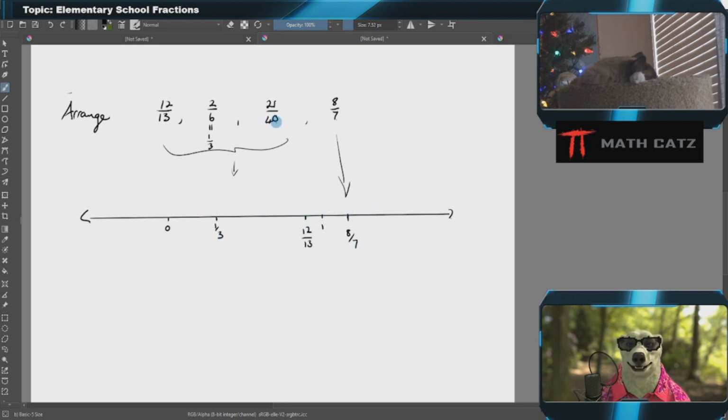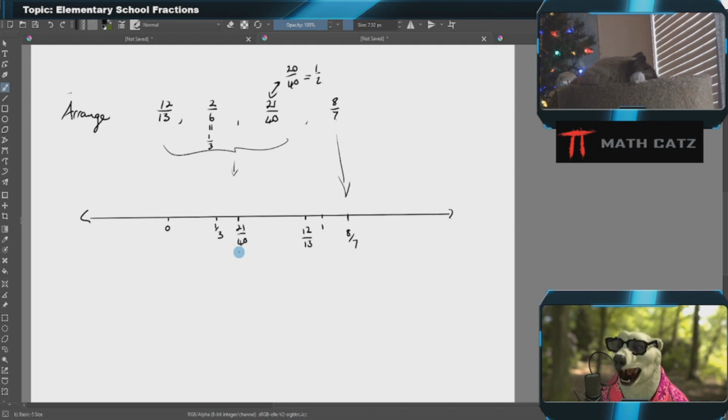Now 21 over 40, I can compare this to 20 over 40, which is a half, and say, okay, this is very close to a half, and a half is quite a way away from 1/3. And so I can put 21 over 40 there. Now it does depend. If I just take a random list of a bunch of fractions, in some cases some of them could be very close, and I might not be 100% sure of this sorting.